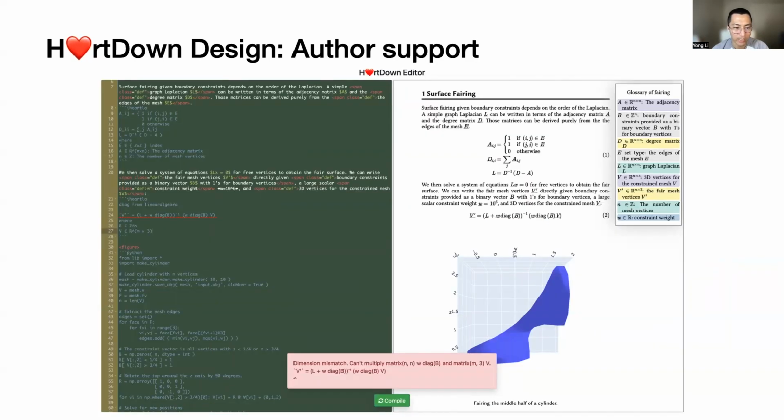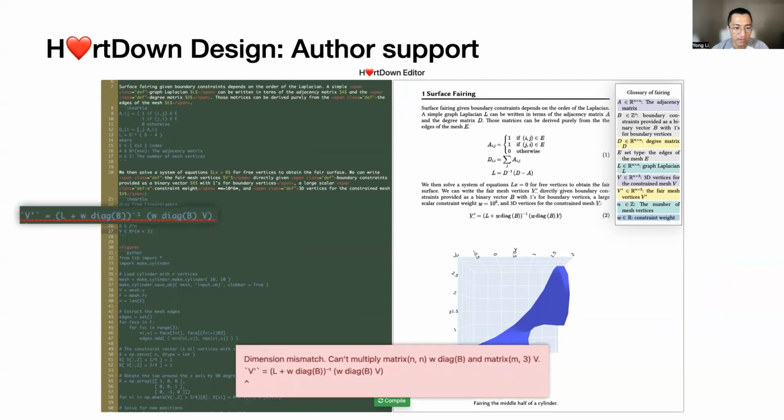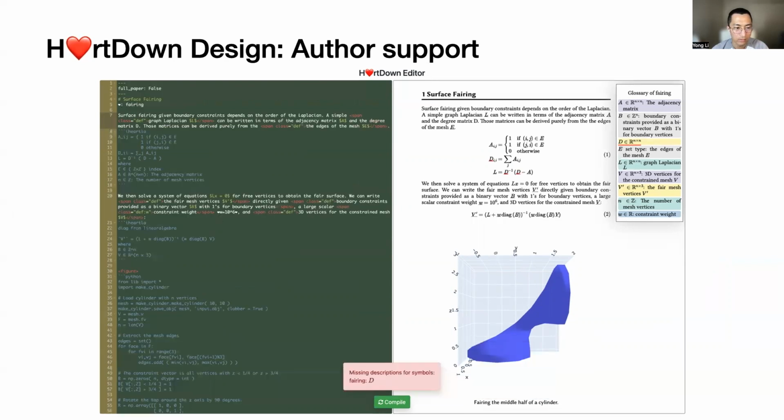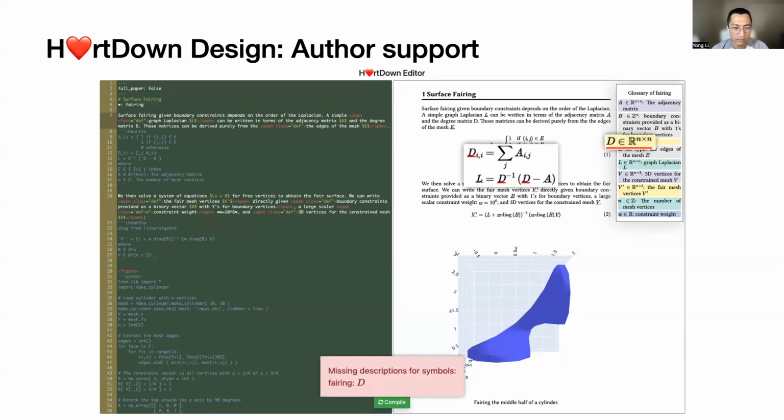rtDown helps authors write correct math and complete prose. The editor displays the rtLA compiled error message and highlights the appropriate line in the source. When symbols are not described with prose, they appear with red underlines in the viewer.